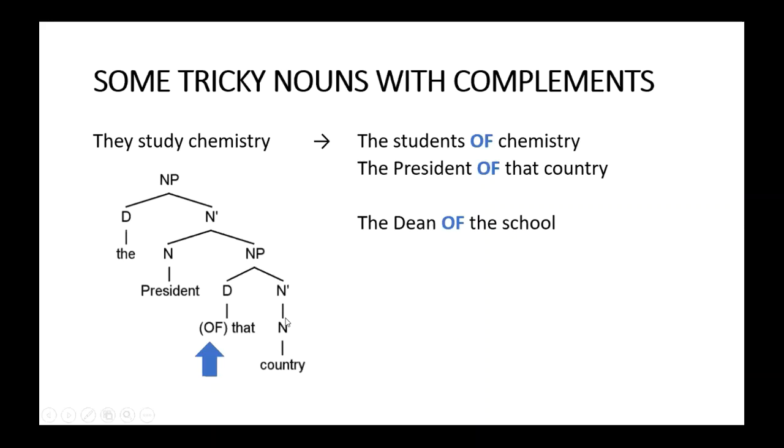Notice that you can get things like, for example, the dean of the school. There is no verb to dean. However, we know that the dean controls the school. The dean governs the school. So in this case, the school is going to be a complement of the dean.